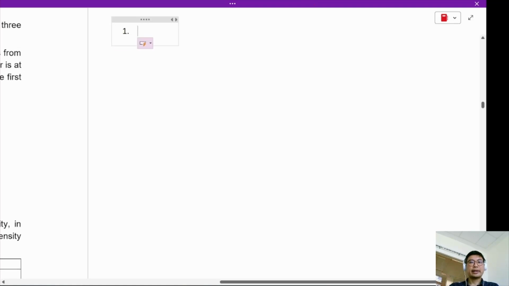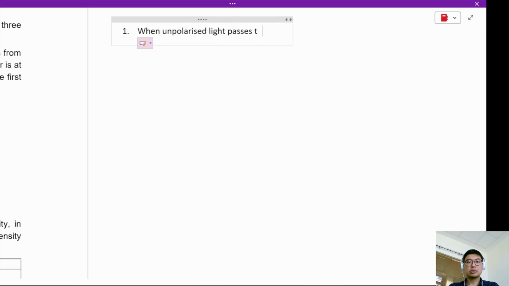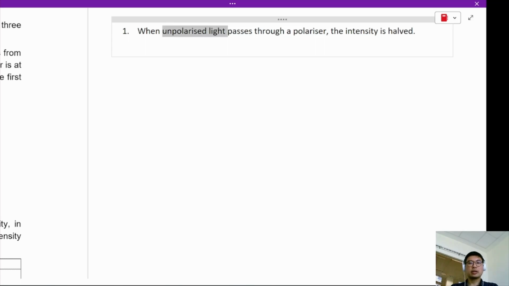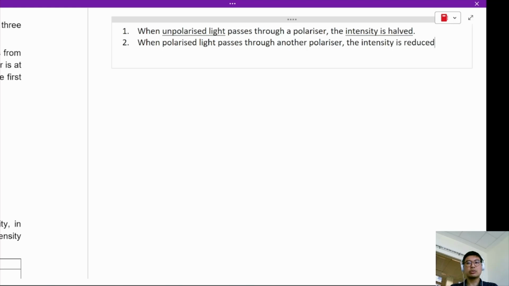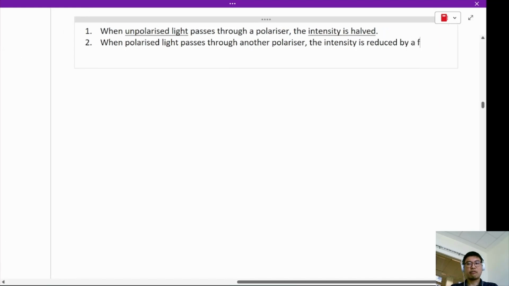Part 1 has the following rule. When unpolarized light passes through a polarizer, the intensity is half. Please take note, this only applies for unpolarized light. This is the first part of Malus law. Now what about the second part of Malus law? When polarized light passes through another polarizer, the intensity is reduced by what factor? A factor of cosine squared theta.